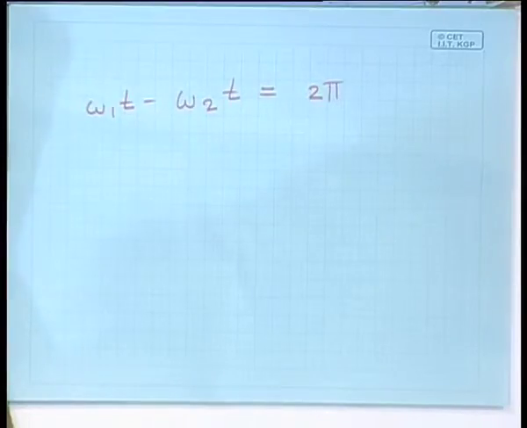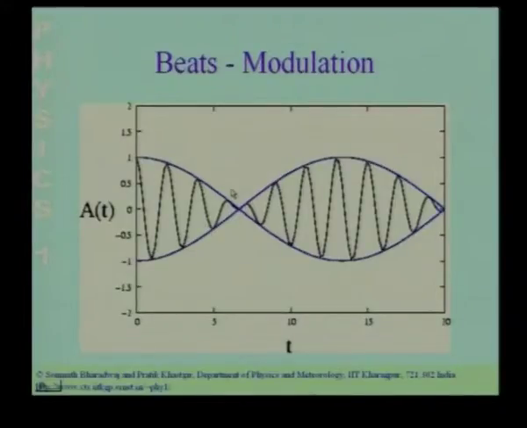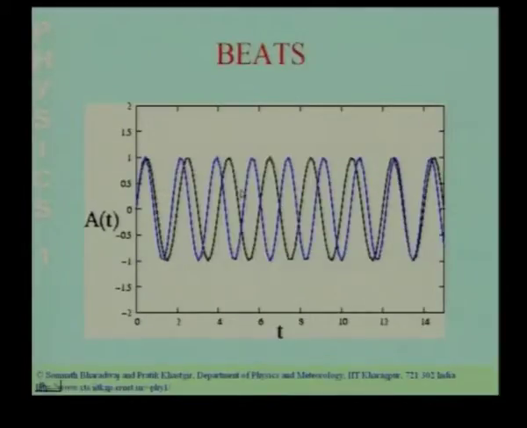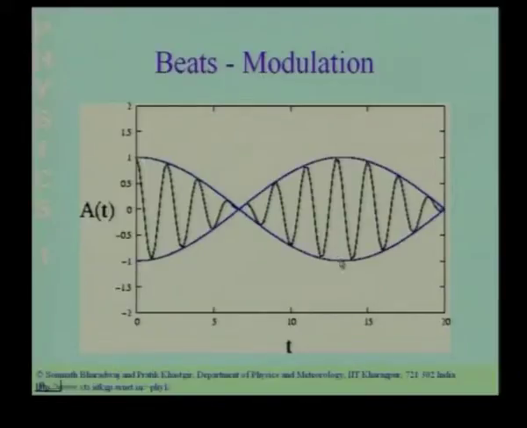So, you have the fast oscillation, and the amplitude of the fast oscillation changes. It becomes 0 when the two oscillations are exactly pi out of phase, and then again it adds up when they are 2 pi out of phase, again it becomes 0 when they are 3 pi out of phase, and so forth. So, you have this slow change of the amplitude, which is referred to as a modulation of the amplitude. Now, this is what happens.